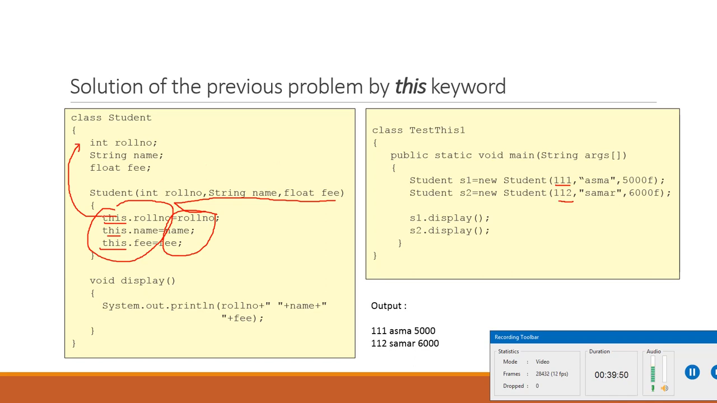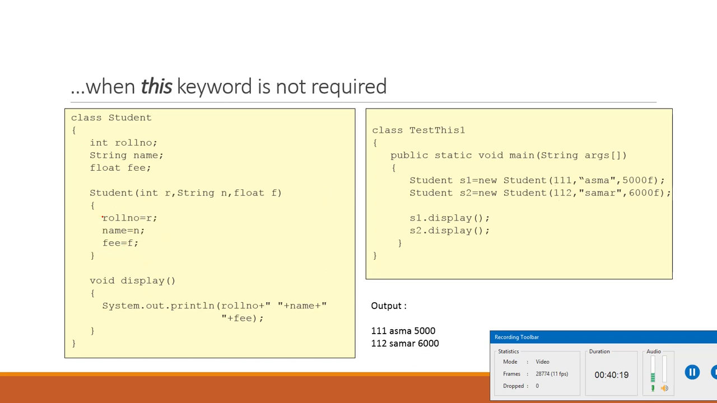So the problem in the previous question was because the class variable and the local variable had the same name, so in that case the constructor failed to recognize which is the class variable and which is the local variable. That was the problem. So this is the first usage. The first usage is it is used for the instance variable, especially when the instance variable and the local variable have the same name.